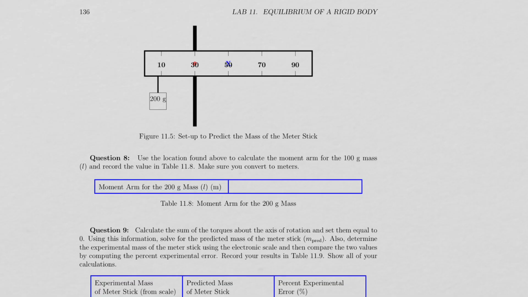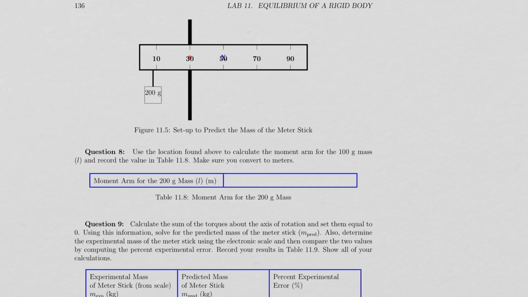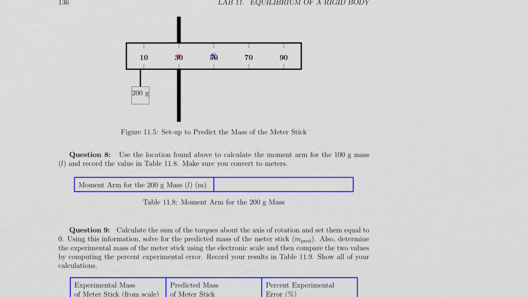Okay, once you have that, then you're going to calculate the mass of the meter stick. Again, how do we do this? We're going to use this fact that the sum of the torque should equal 0, right? So here, I'll actually do this on the side. Again, in my first video, I walked through this, but let me just re-emphasize this. So now we're using the fact that the sum of torque should equal 0.